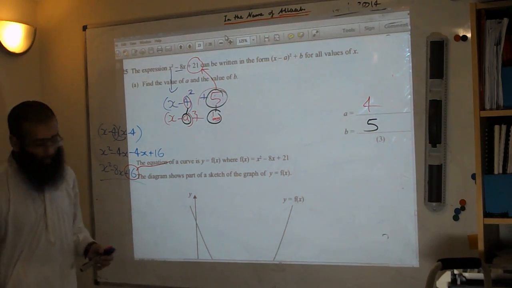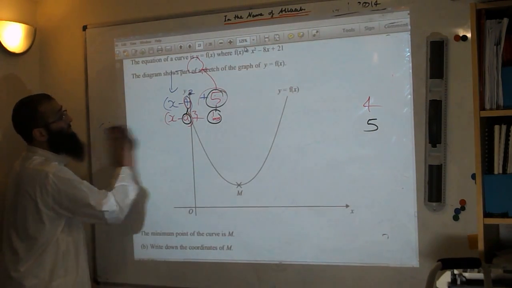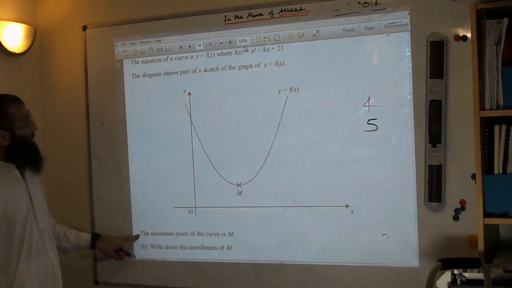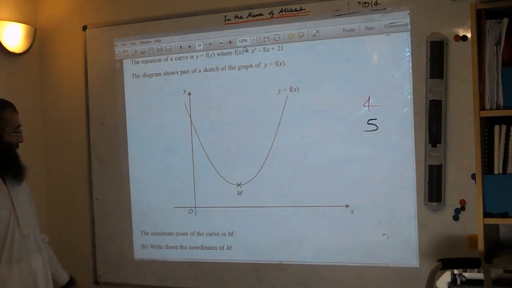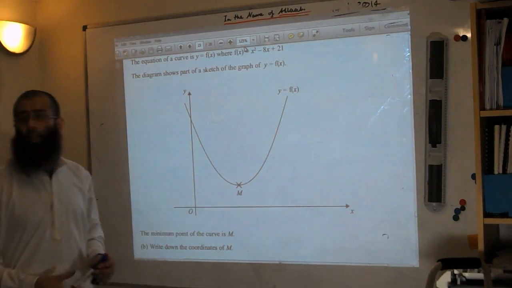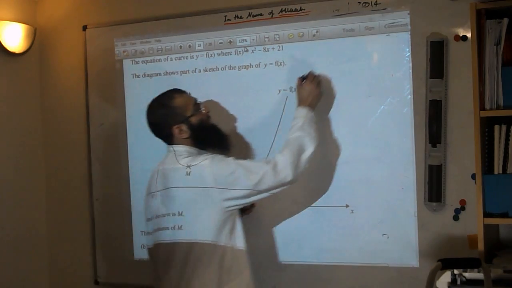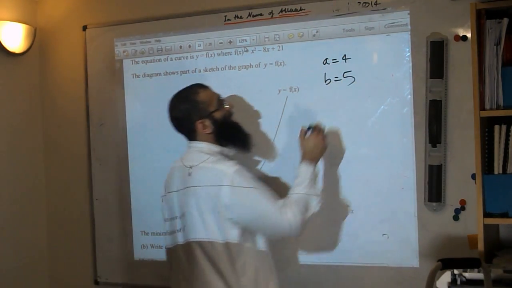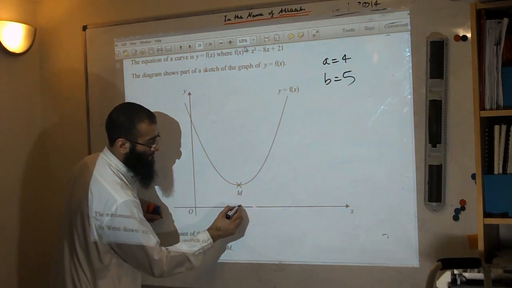Lovely. Okay, let's take it up straight quickly. Alright, it goes here now. The minimum point of the curve is M, write down the coordinates of M. What do we just work out? A is equal to 4. And B is equal to 5. Okay.